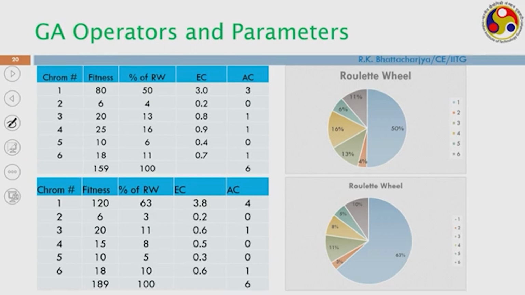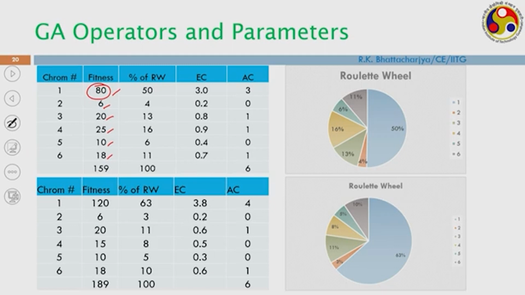The next is, what is the disadvantage of this proportionate selection? The disadvantage is that if the fitness value of a particular solution is very high compared to the other solutions. In this case, if you look at this table, for solution 1 the fitness value is 80, and for the other solutions you can see this is 6, 20, 25, 10, 18. So, it means one solution is very good compared to the other solutions.